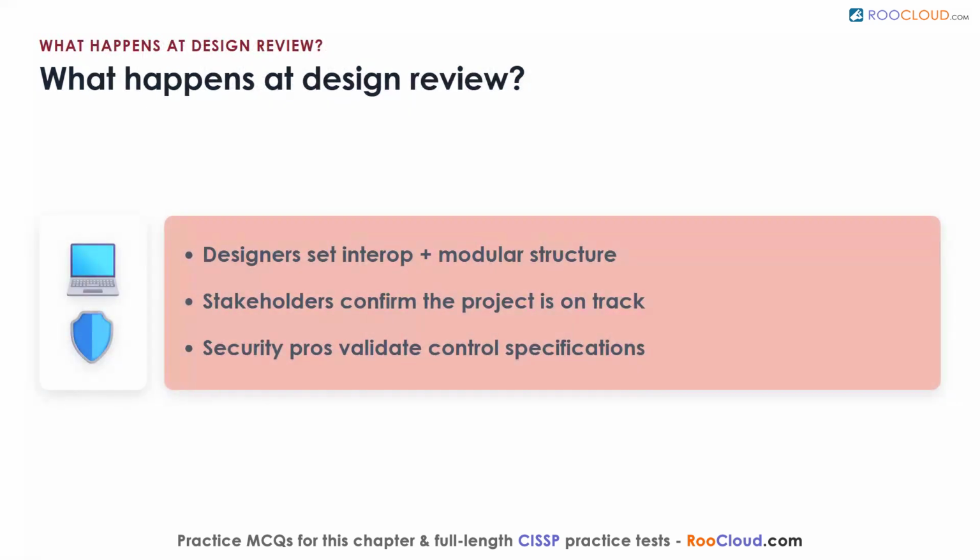What happens at design review? With functional and control specifications settled, the designers work out exactly how the pieces interoperate and how the modular structure lays out, while management assigns tasks and sets coding timelines. When the formal design documents are done, the stakeholders meet to confirm everyone still agrees the project is on track to deliver the intended functionality.